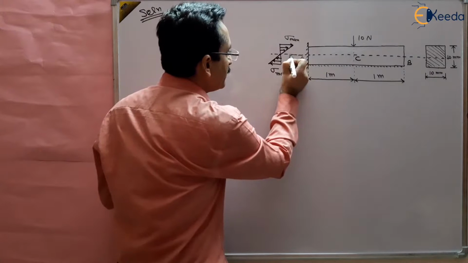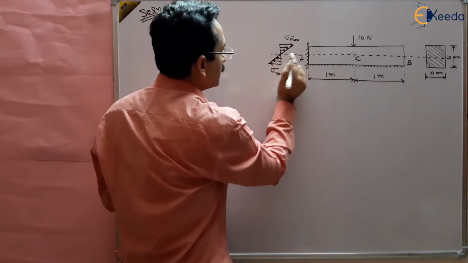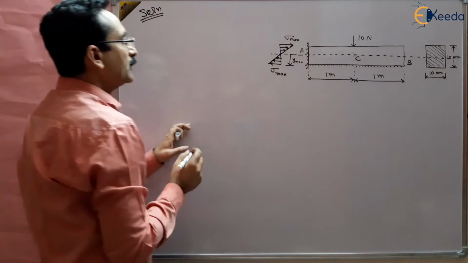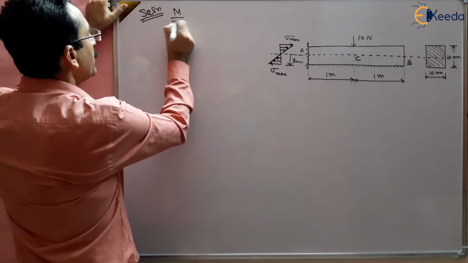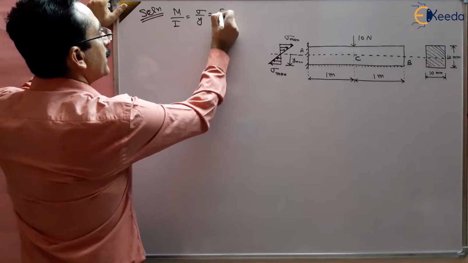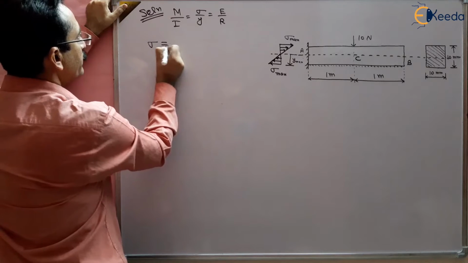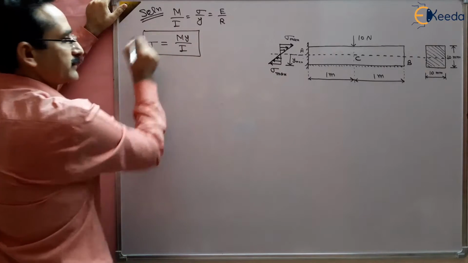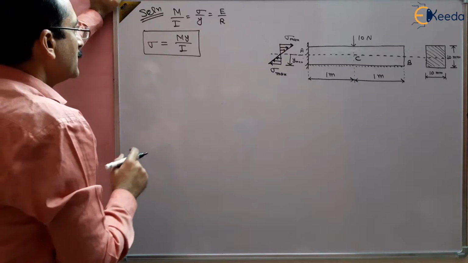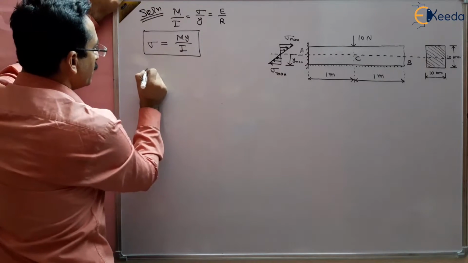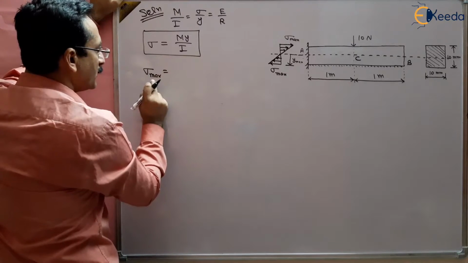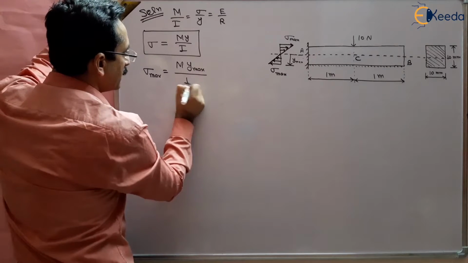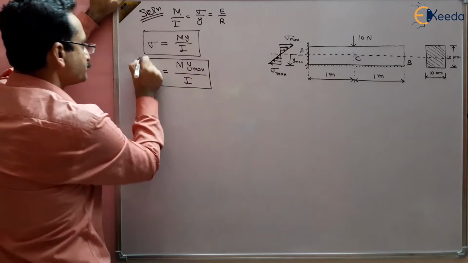So once the outer fiber is fixed, at y max we will get sigma max. We know the bending equation: M by I equals sigma by y equals E by R. So stress will be equal to M y by I. This is the bending stress with respect to y. If y is fixed, then the maximum bending stress will be at a distance y max, that is, at the outer fiber.